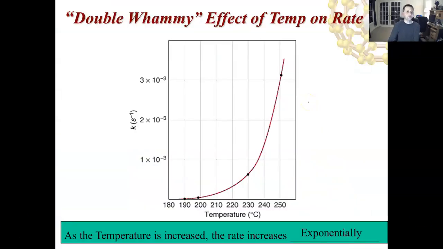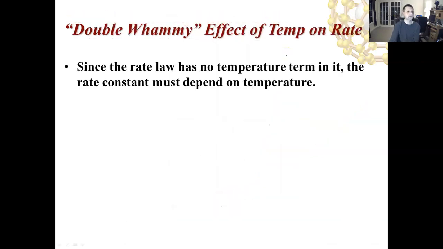Okay, so I want to focus on temperature here a little bit and something I call the double whammy effect of temperature on the rate of reaction. As you can see on the screen there, as the temperature is increased, the rate of reaction increases exponentially. So it's not a linear curve like many people expect. It doesn't just keep going up gradually and very evenly. It's actually a very exponential curve. You can see as the temperature increases, our rate really increases very quickly. So let's see why that is.